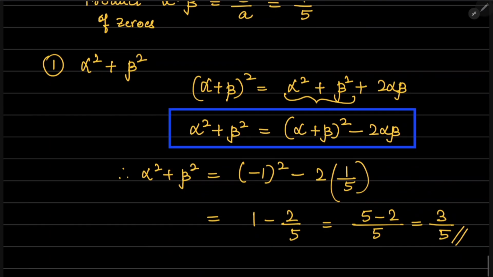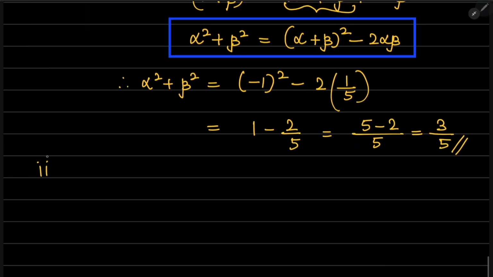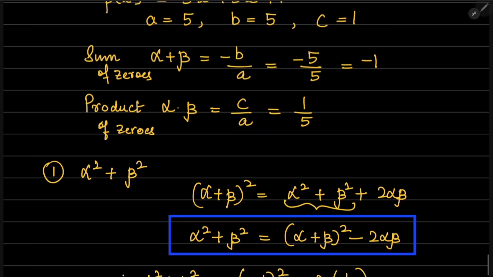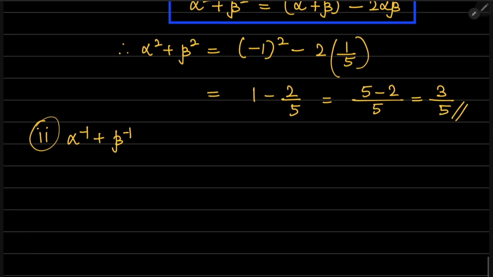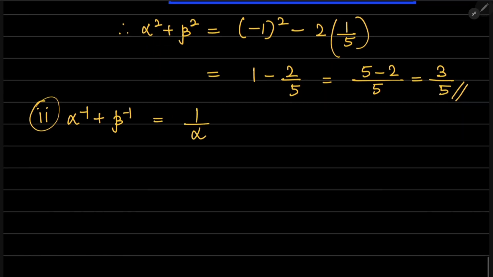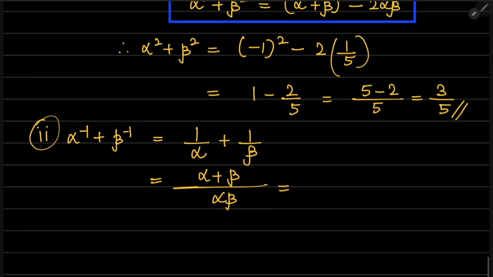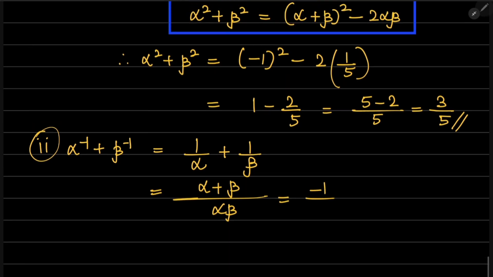For the second question, what is alpha inverse plus beta inverse? Inverse means 1 by alpha plus 1 by beta. Take the LCM alpha beta. The numerator will have beta plus alpha, which I will write as alpha plus beta. What is alpha plus beta? Minus 1. And what is alpha beta? 1 by 5. So 5 will go to the numerator and it will become minus 5. That's your answer.